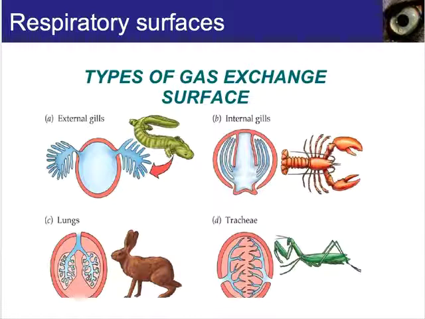There are various types of gas exchange surfaces. Some organisms have external gills, like we see here on this lizard. Others have internal gills, like on lobsters and fish. We have lungs, similar to this rabbit, and then some organisms, such as this praying mantis, have something called a trachea.